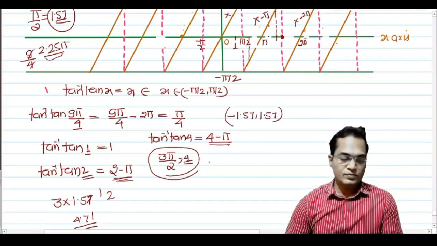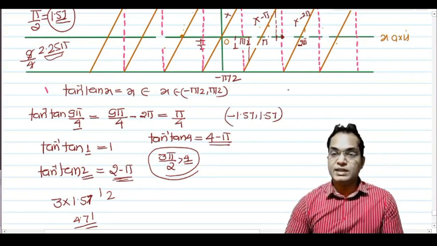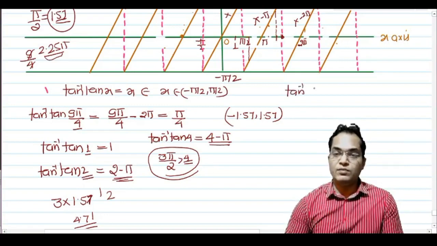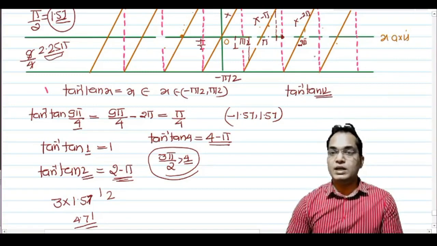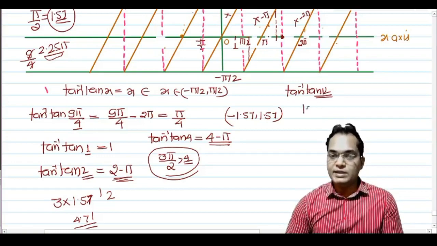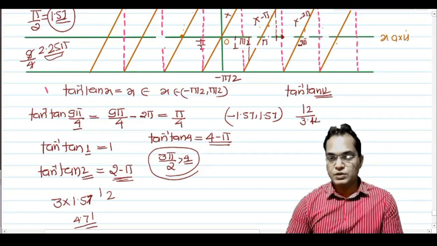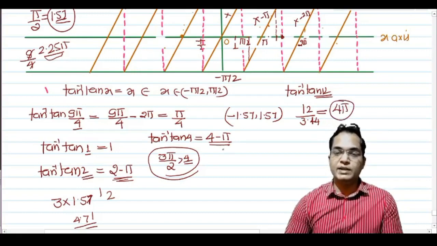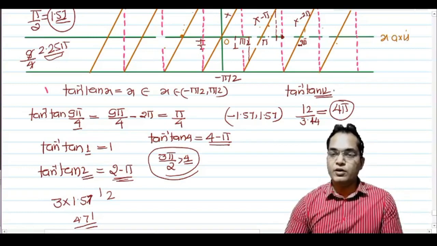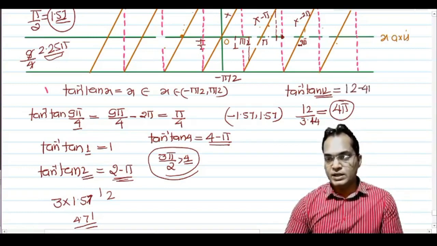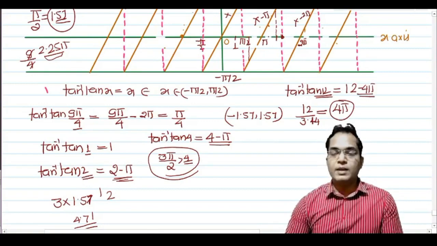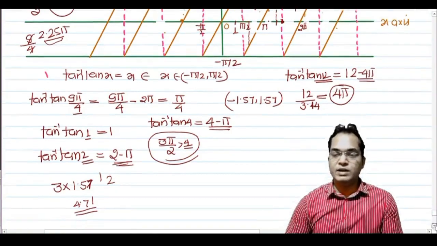Yes or no? Now your last question of this exercise is you have to find tan inverse tan 12. Where is the 12? How can we draw the 12 here? Okay, then divide the 12 by 3.14. You reach approximately 4π. Means your system is x minus 2π, x minus 3π and x minus 4π. Now you solve the value of 12 minus 4π. If this value lies between minus 1.57 to 1.57, then our answer is correct.